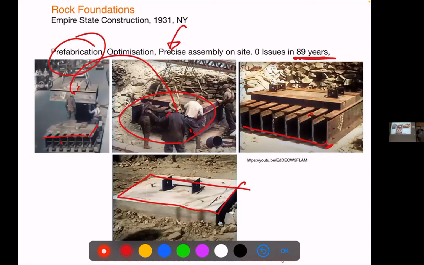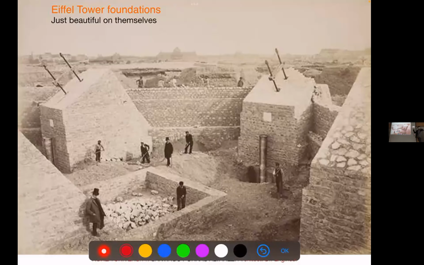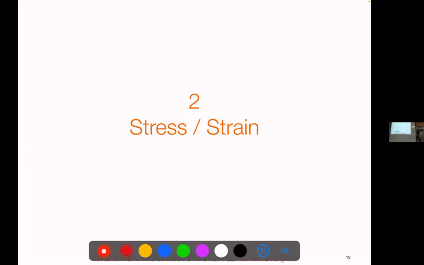And I brought one more example, just because it is beautiful. I found the photo of the foundation of the Eiffel Tower. This could be a piece of architecture or a sculpture in itself. So it's kind of a reminder: beautiful buildings have beautiful structures. Even a foundation can be beautiful. Let's go to our black beast.